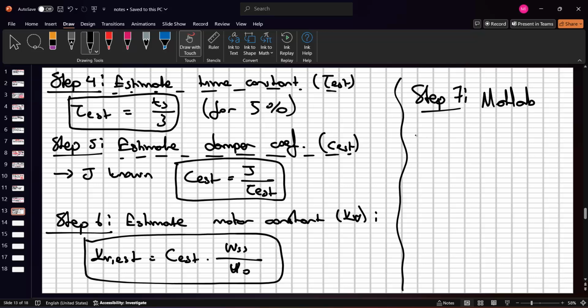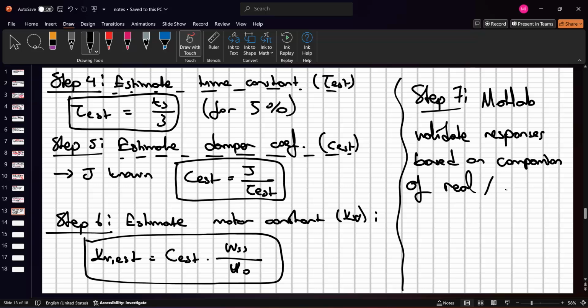After that, in step 7, use MATLAB to validate the responses based on the comparison of the real or measured and the estimated time response. Okay, so in the next lesson, we will write this code on the MATLAB platform. Okay?